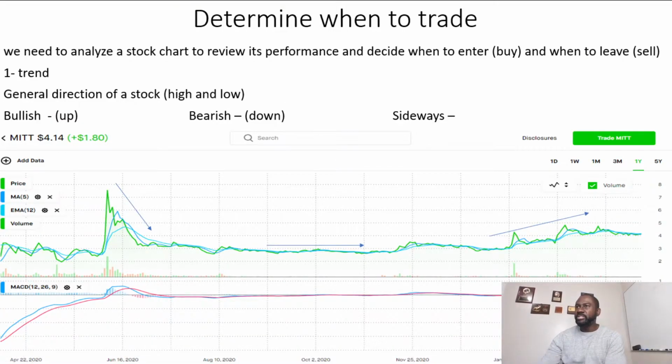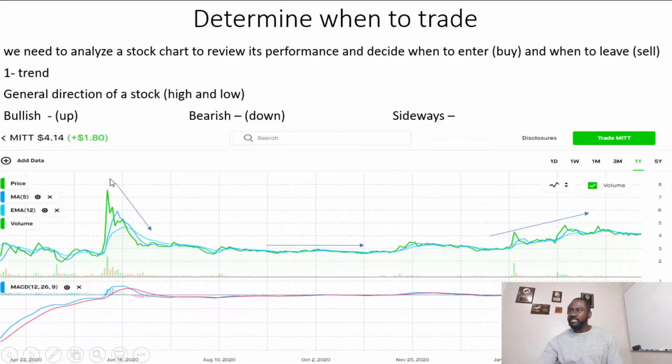As you can see, we need to analyze the stock chart to review its performance and decide when to enter, buy, or when to leave, sell in the market trend. A trend is a general direction of a stock, high or low. A trend can be up, a trend can be down. For example, if you were buying this stock at this point, it was going higher. At this point, we have a different trend going on. You can see the trend is down. From that point all the way to here, you can see there is a different trend.